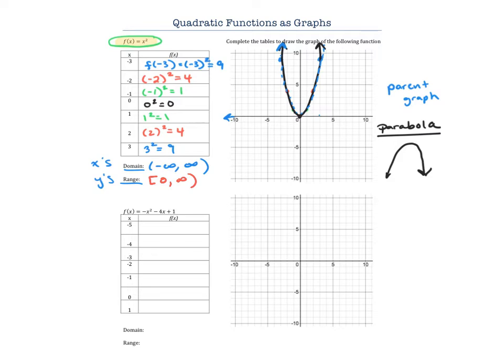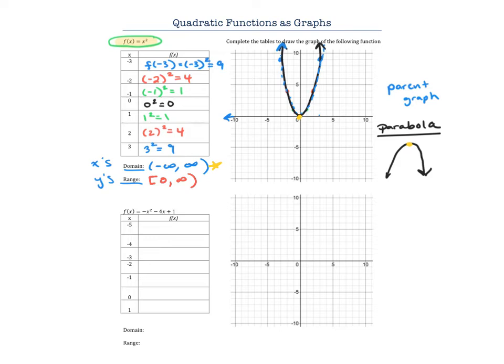And actually every quadratic function is going to have an unbounded domain. Unbounded meaning there's no lowest or highest. It's always going to be -infinity to infinity. So this will always be the same. The range, however, is going to change. It's going to have either a minimum point, like this one, or a maximum point, like if it was upside down. And we'll get into that.